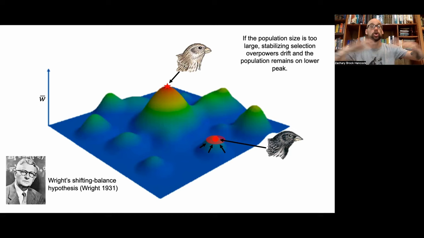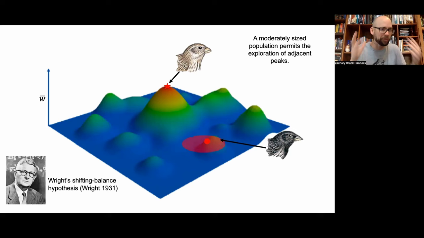Alternatively, if your population is too small, then it doesn't produce enough genetic variation in the first place, right? So you don't have as many mutational targets, you have a much smaller genetic variation, and so you also are not going to be as efficient at exploring other peaks because your genetic variation is just so small. And so this all kind of goes back to Wright's shifting balance theory, which he first talked about again in 1931 and then developed it further in subsequent papers.